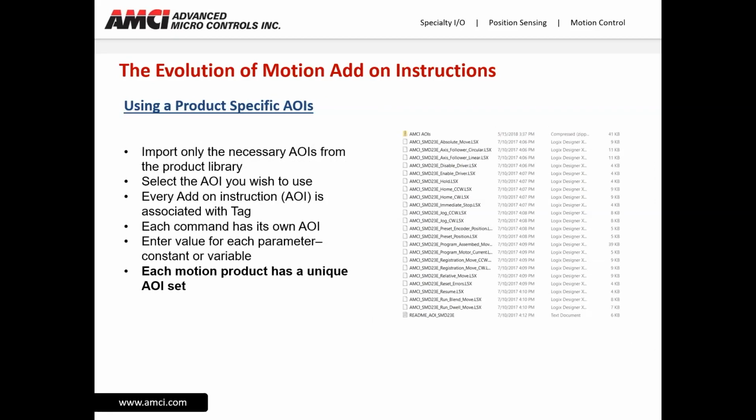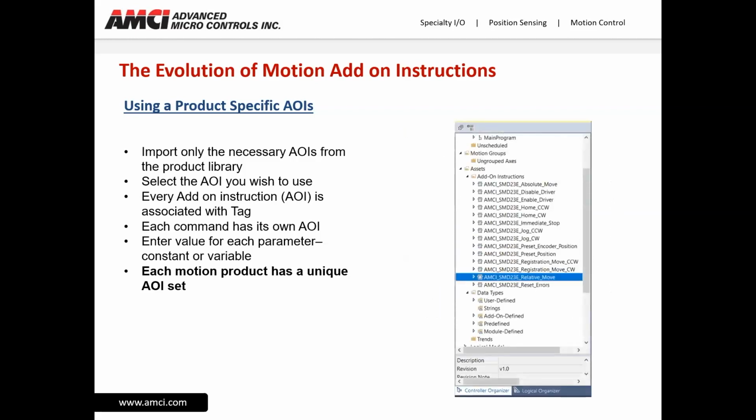So using product-specific AOIs, one of the nice things is you only need to import the necessary AOIs from the product library. For example, what we're looking at here is a product library from a particular manufacturer, and you can see they've created an extensive set of add-on instructions for each type of move type and each type of function that that particular motion product can execute. We might not necessarily need every single one of those, so we're only going to drag and drop and add into our PLC logic those add-on instructions that we need.